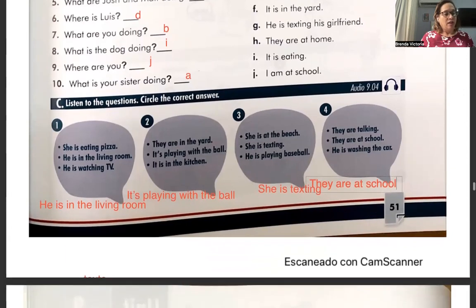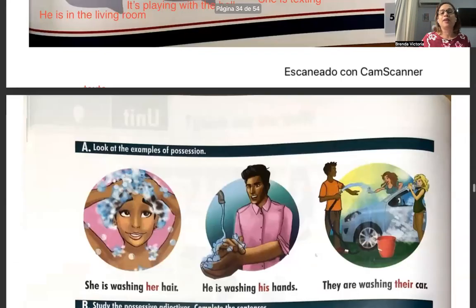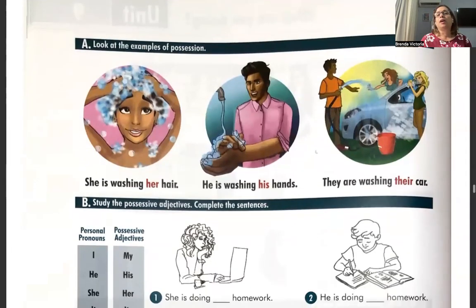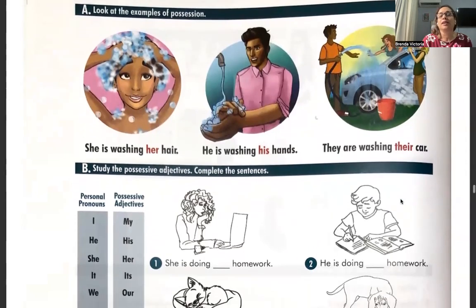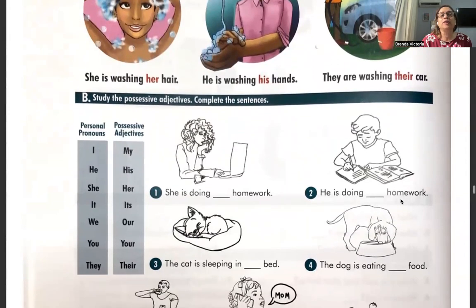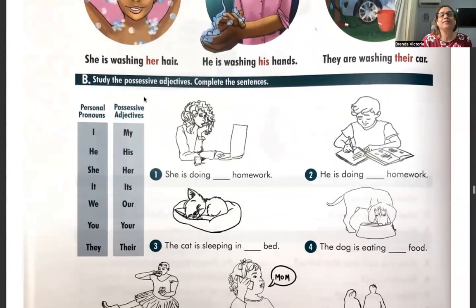Very good. Okay, so let's move on to page 52. Here we have 3 examples. We can take a look at the pictures and then below the pictures, we have the sentences. Number 1, she is washing her hair. He is washing his hands and they are washing their car. So here we are going to use the possessive adjective.